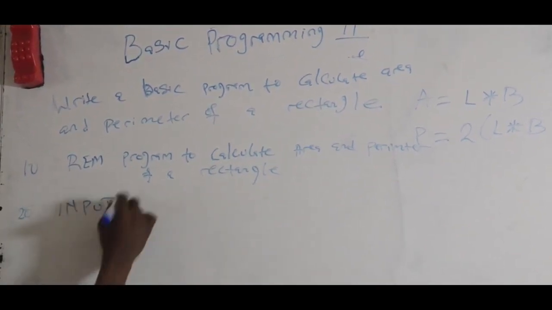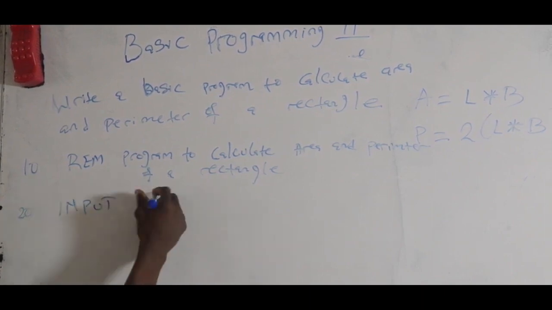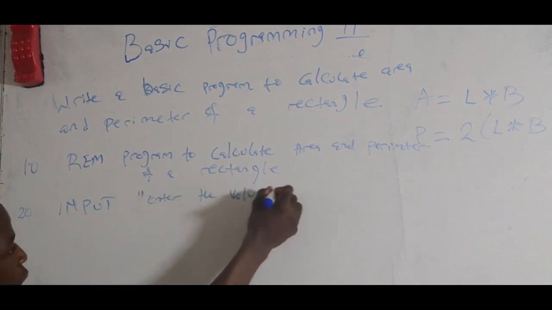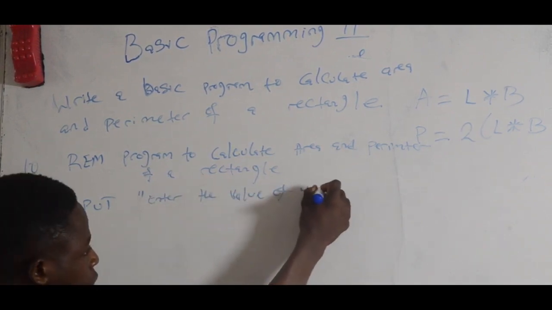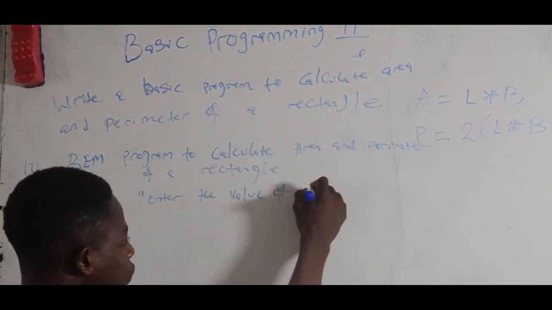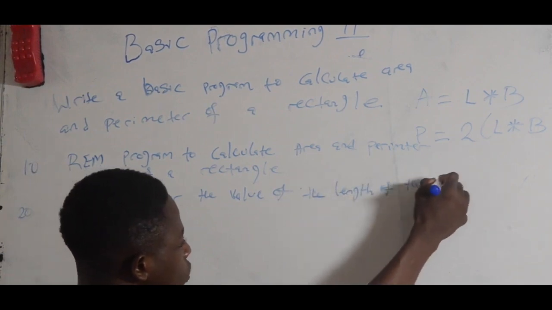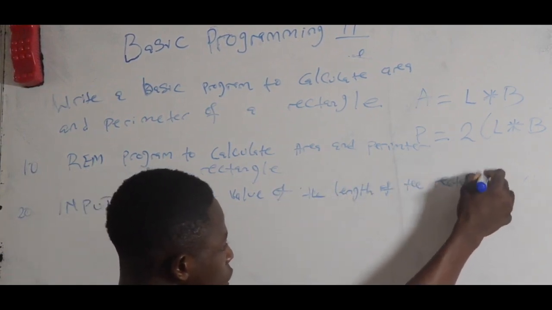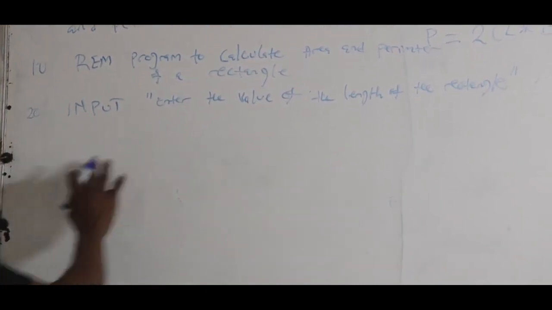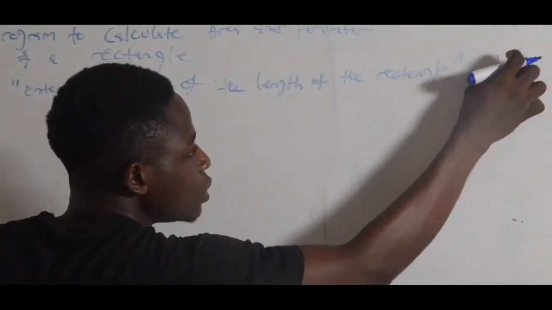Now, to make it more interactive, I told you, you put this in a string. With INPUT, you can put a prompt, like enter the value of the length of the rectangle. Then you close it. So that's the string. Now after this we put L.